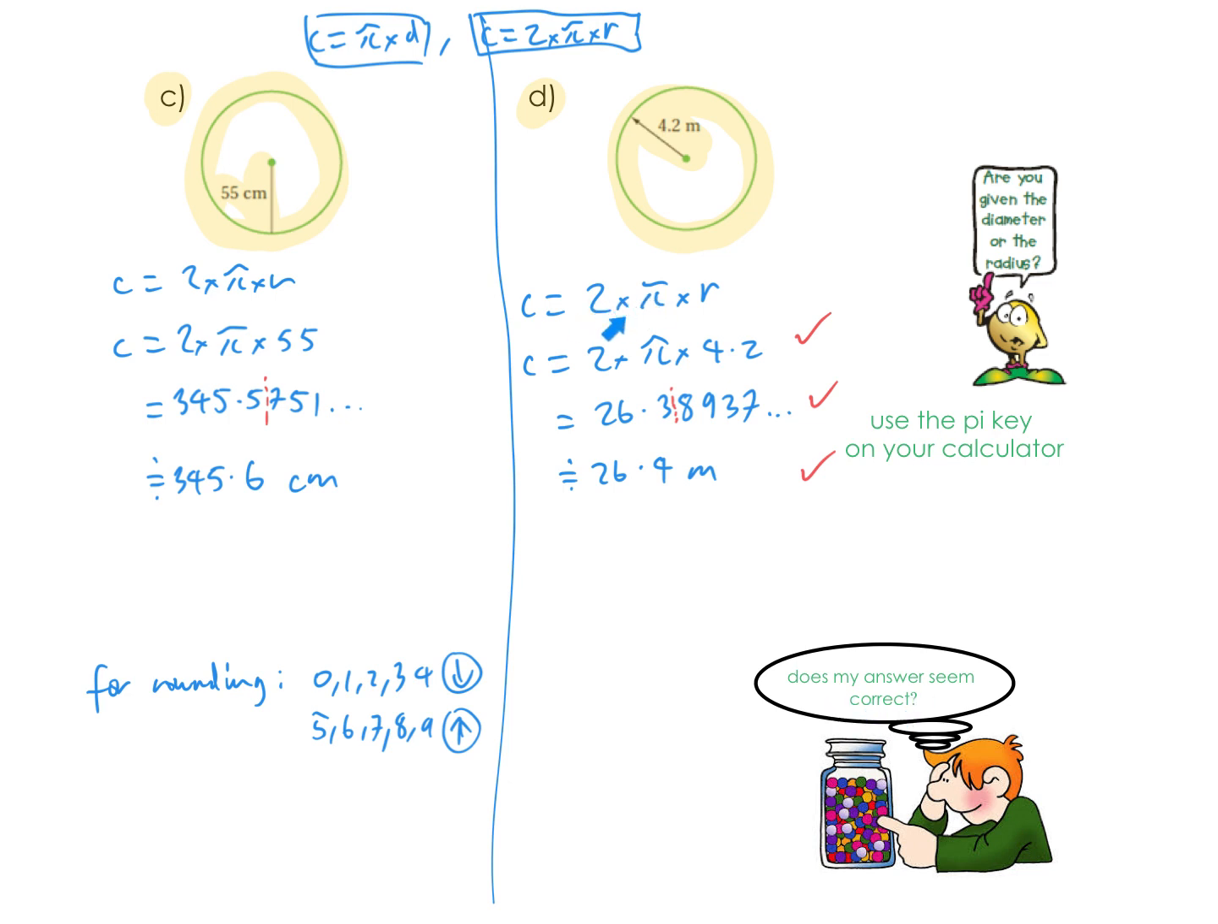Okay, does my answer seem correct? Well, 2 times pi is about 6, and 6 times 4 is about 24, and that's about 24. Looks good. 2 times pi is about 6. 6 times maybe sort of 50. 6 5s, 30. So maybe 300-ish. Looks about good. Somewhere between 300 and 350. All good.